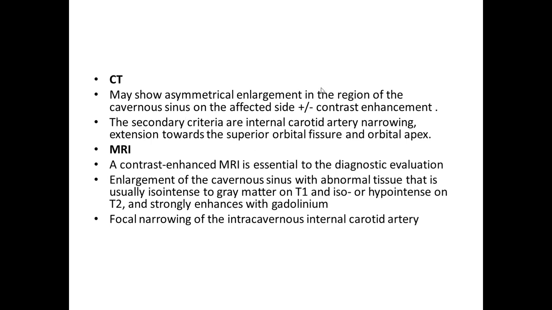CT may show asymmetric enlargement in the region of the cavernous sinus on the affected side, with or without contrast enhancement. The secondary criteria are internal carotid artery narrowing, extension towards the superior orbital fissure, and orbital apex. MRI shows contrast enhancement. MRI is essential for diagnostic evaluation. Enlargement of the cavernous sinus with abnormal tissue, that is usually iso-intense to gray matter on T1 and iso- or hypo-intense on T2, and strongly enhanced with gadolinium. Focal narrowing of the intracavernous internal carotid artery is also seen.